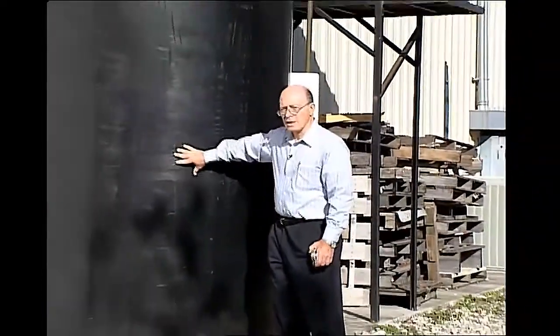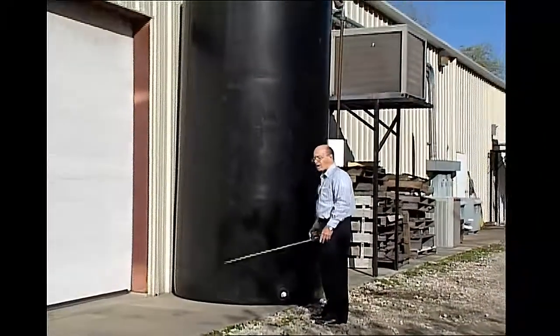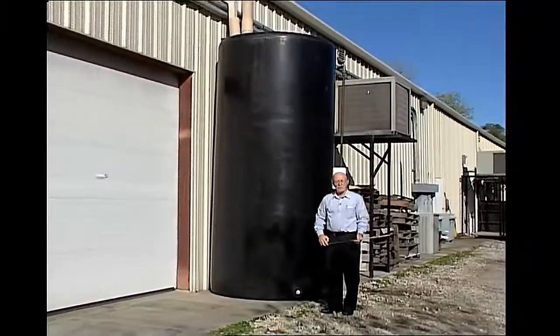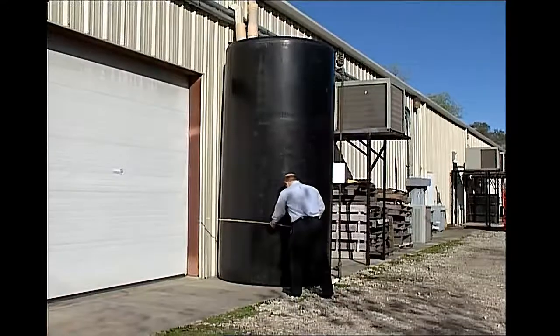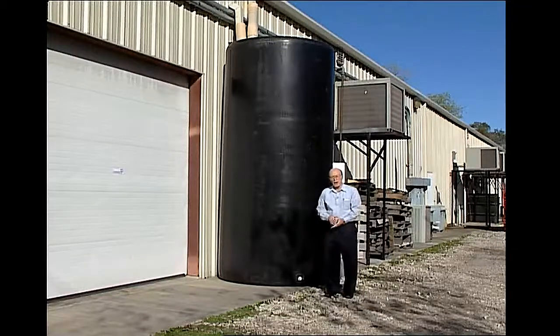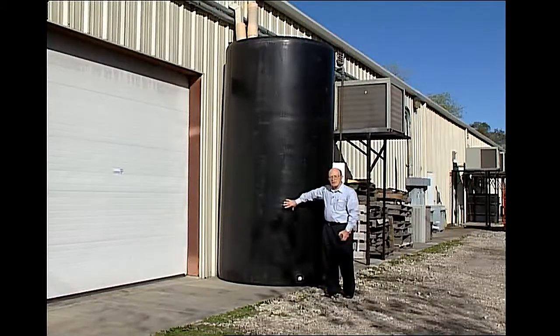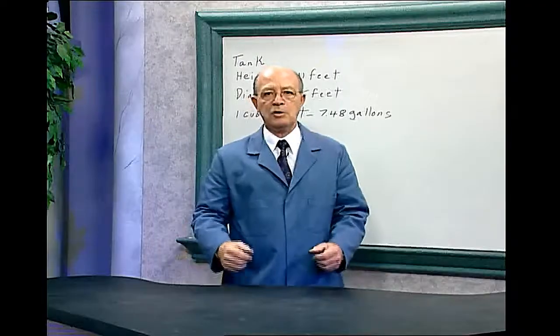This is a water tank, and the height of it from the top to the bottom measures 11 feet. Its diameter measures 5 feet. What is the volume of this water tank? Remember, 1 cubic foot of water is equivalent to 7.48 gallons. Let's do the math.